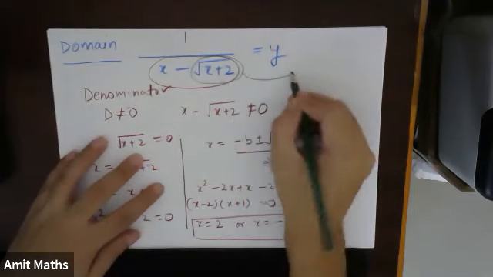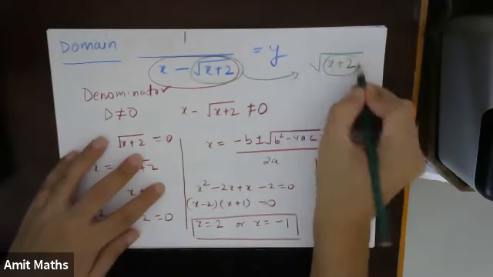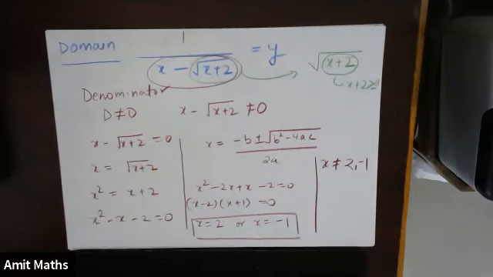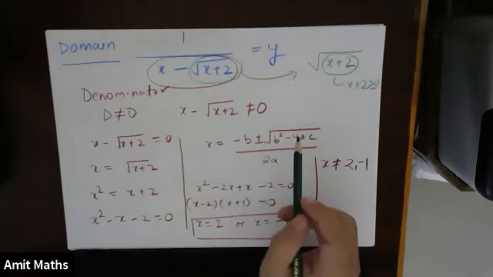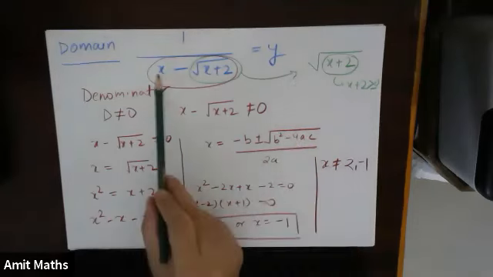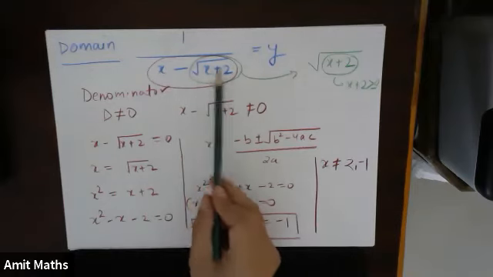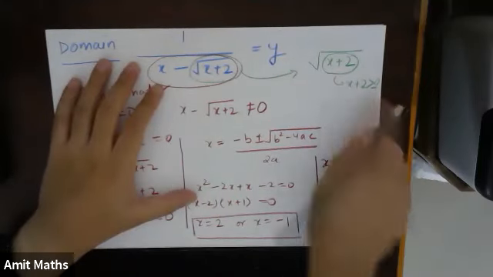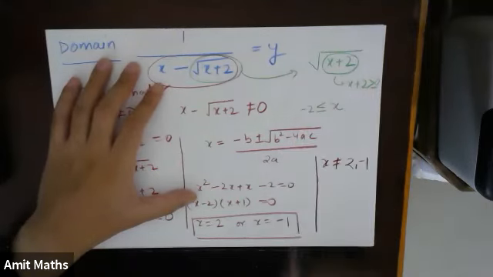Now we know that for the root of x plus 2, whatever is inside the root, this x plus 2 should also be greater than or equal to 0. Why? Because suppose I substitute x equal to minus 8, this becomes minus 8 plus 2, which is minus 6. Under root of minus 6 is not defined. So from this I got that x should also be greater than or equal to minus 2.